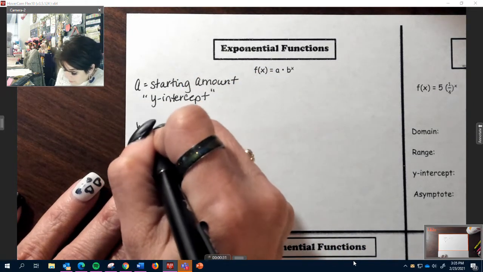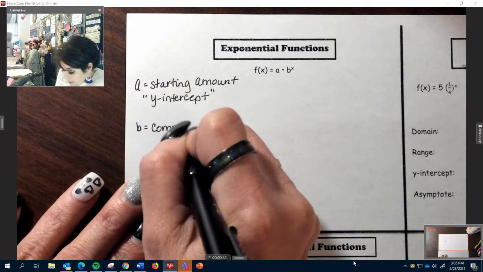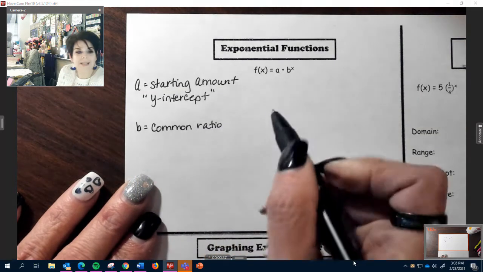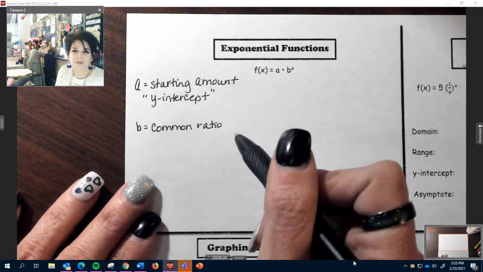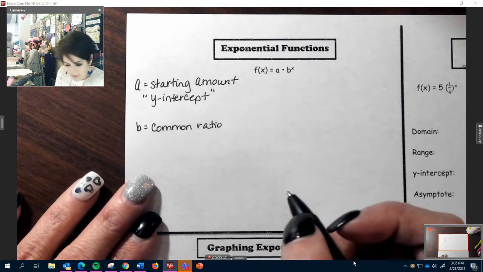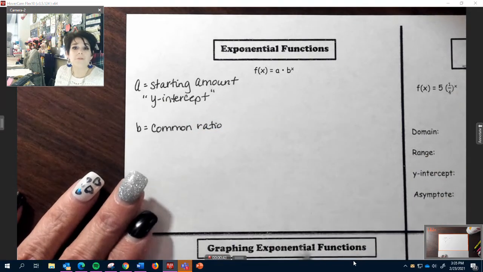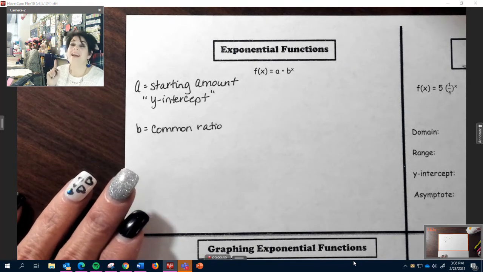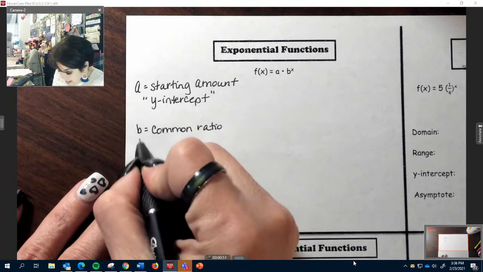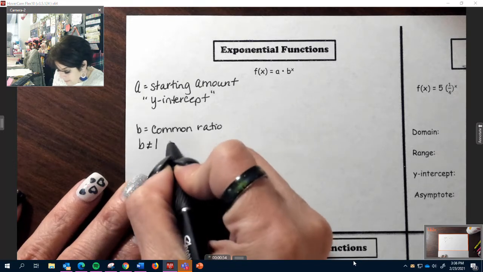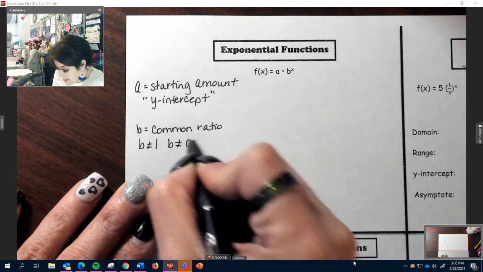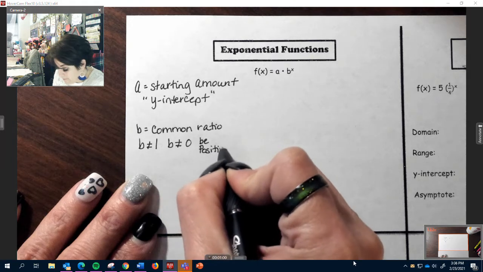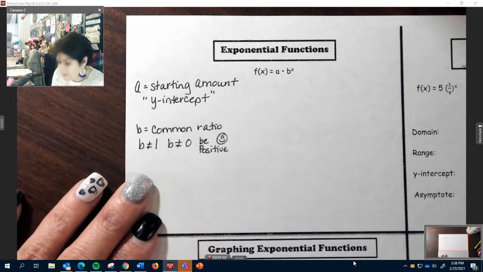Our b, remember that was the common ratio. Now remember, when you use the common ratio, that's where you take the second term and divide it by the first term. And we did that when we did our geometric sequences. The couple of rules for b, remember, it can't be 1, it can't be 0, and it has to be positive. So b cannot be 1, it cannot be 0, and it has to be positive. Remember, I kept saying it has to be happy. Don't worry, be happy.